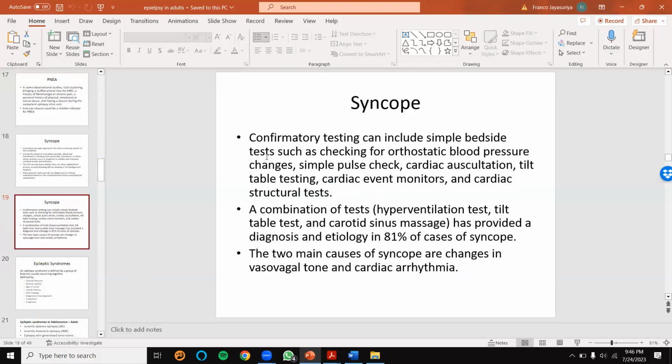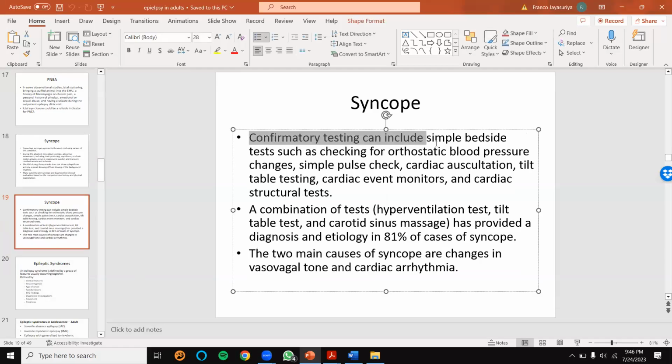Some bedside tests that might help give you a clue as to whether it's a syncope or not are these. Confirmatory testing can include simple bedside tests such as checking for orthostatic blood pressure change. If there's postural hypotension or orthostatic hypotension, you might think of a syncope as well. Okay, I told you, with orthostatic hypotension the blood flow to the brain reduces, so they can have some degree of hypoxia and those myoclonic jerks and loss of consciousness.